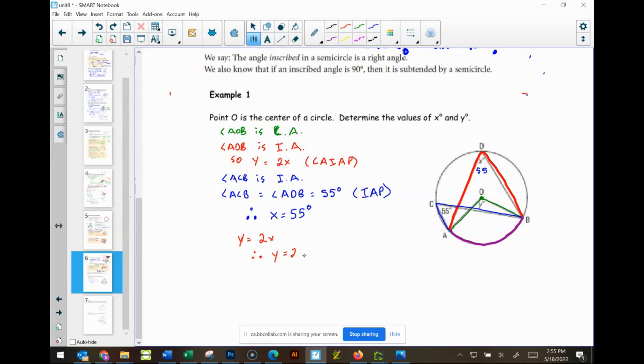So y equals 2 times 55. So y equals 110 degrees. Okay. Now the only thing that needs to be proved right here is, why does y equal 2x?